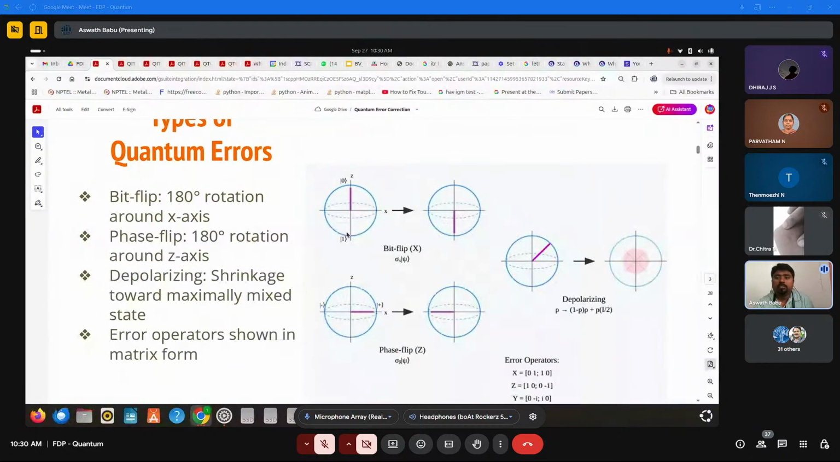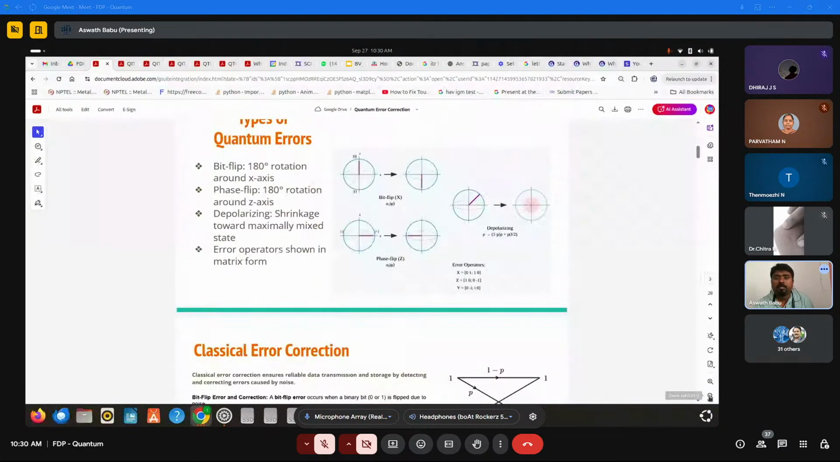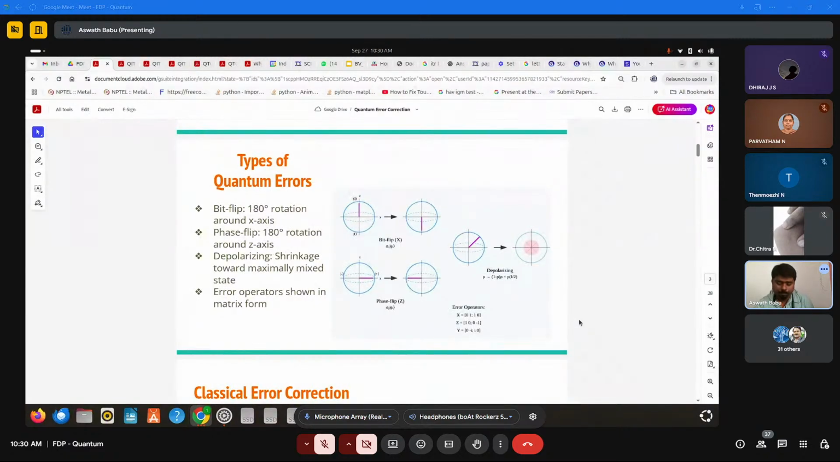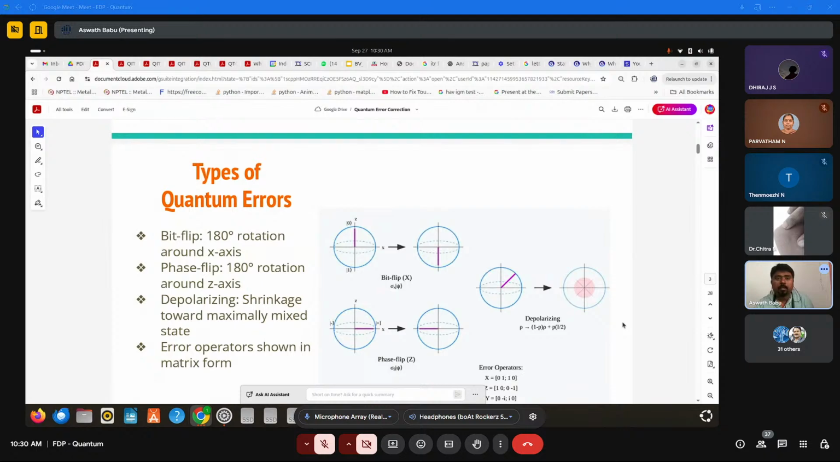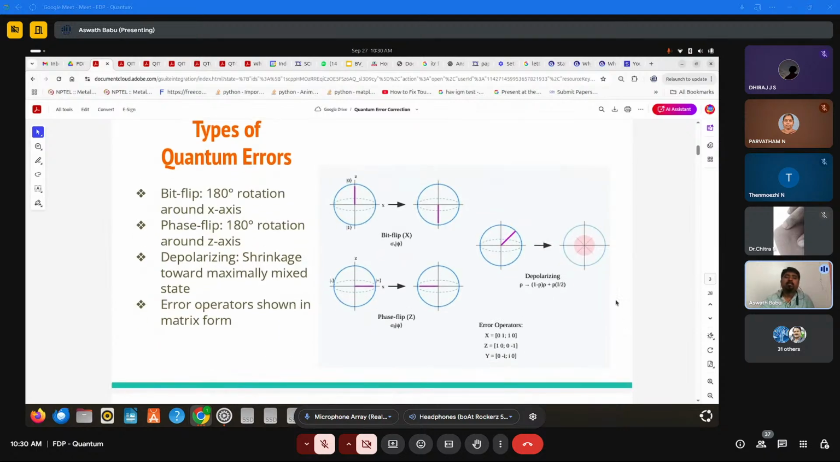So these are the quantum sources of noise which we will have in our quantum communication. Now this slide slightly explains, let me enlarge. Yeah. So, types of quantum errors. Earlier I just showed you what the sources of quantum errors are. Now, because of those sources, what kind of errors would happen is shown in this slide.